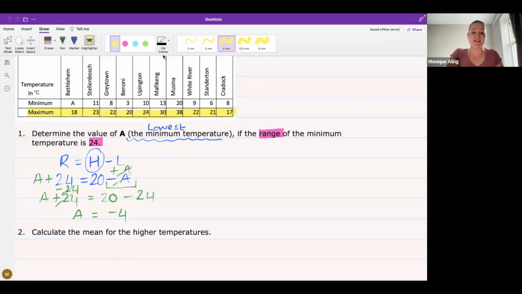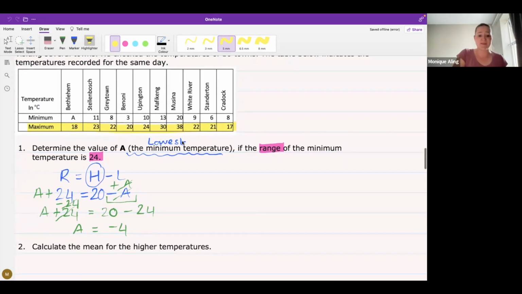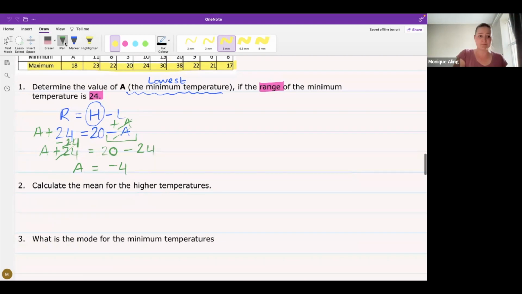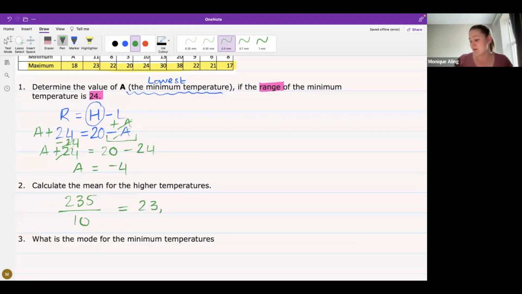Okay, so I see the answers coming through, 23.5. And that is indeed correct, because if you add all those temperatures up, you would get an answer of 235. And there are 10 numbers that you've added together. So we divide by 10 and you get 23.5. Well done. Normally mean is one of the harder ones.